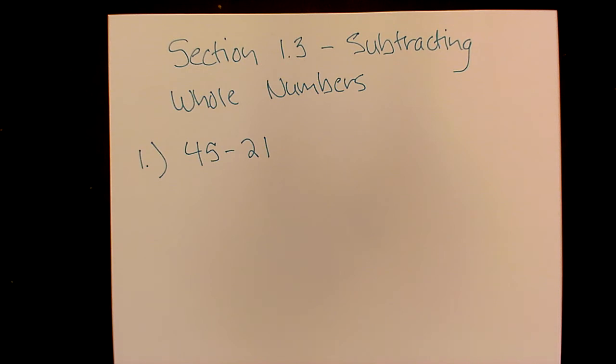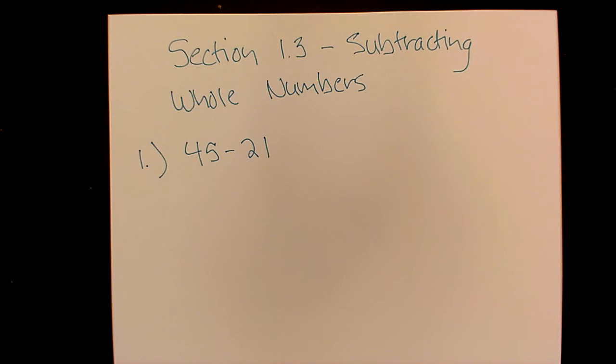Today we're doing section 1.3, subtracting whole numbers. So we've already done 1-1, which was whole numbers. We did 1-2, which was adding whole numbers and perimeter. Now we're going to be subtracting.